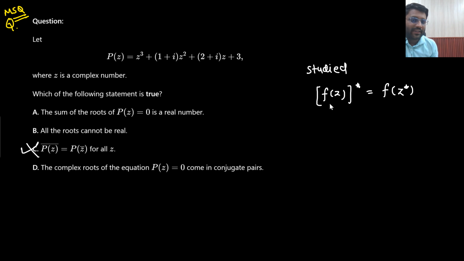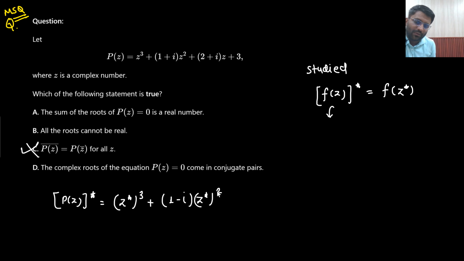When I talked about f of z conjugate, I was talking about a purely function of z. There will be no other complex number, like here, apart from z, there will not be any other complex number. But if you talk about this function, what is the scenario? 1 plus iota, 2 plus iota. Basically, what will be your p of z conjugate? Sir, when you take the conjugate of any function, what do you do? In place of z, you will put z conjugate. Cube is there. Plus, in place of iota, you will put minus iota. In place of z, you will put z conjugate.